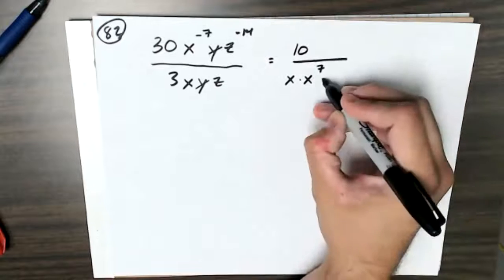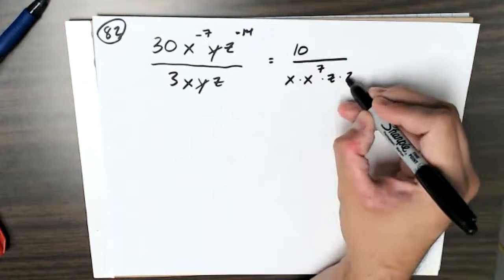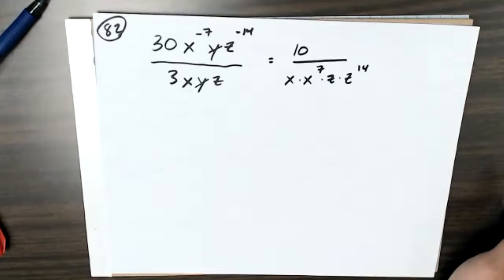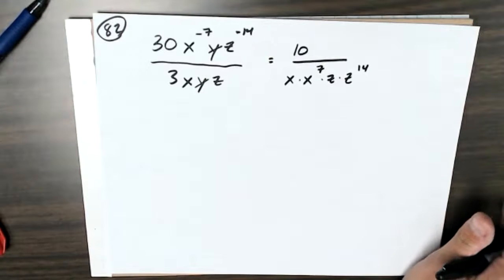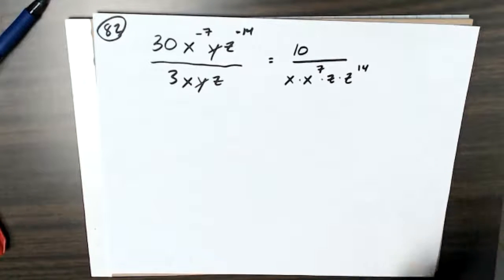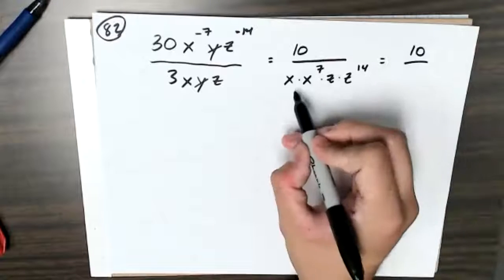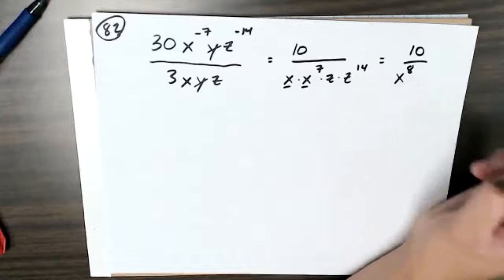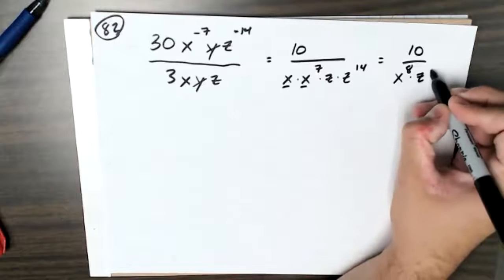And the z, okay, I had a z in the bottom. Well, the z to the negative 14, I'm going to put it down as a positive z to the 14, okay? This is how my brain thinks. And I'm like 70% sure that you probably work this a completely different way, and there's nothing wrong with it as long as we get the right answer. So 10 over, now look, I'm multiplying the same base. Those x's become x to the 8th down there, right? In the bottom, z and z to the 14th, that's z to the 15th.